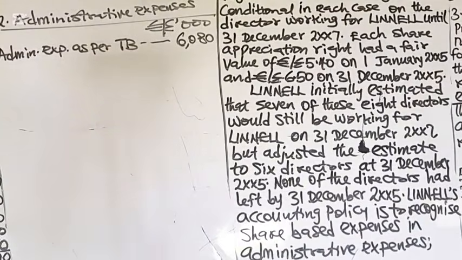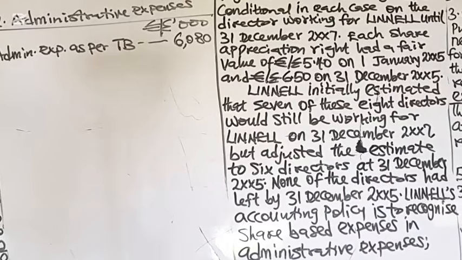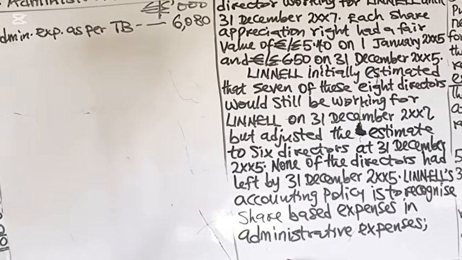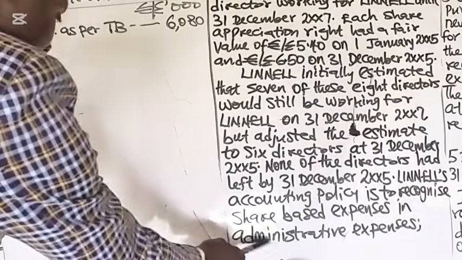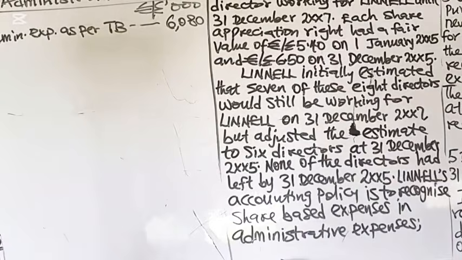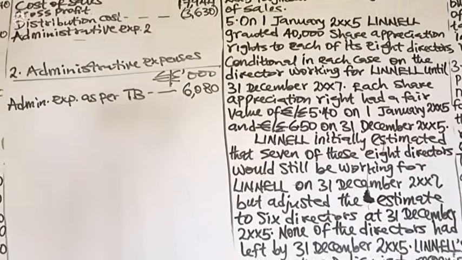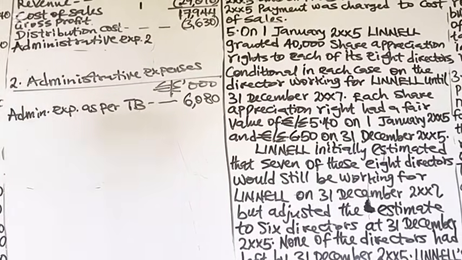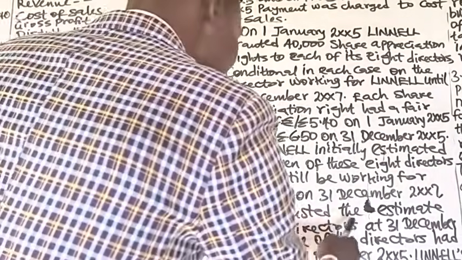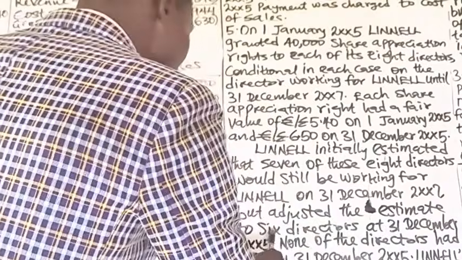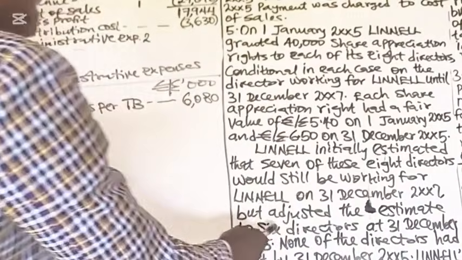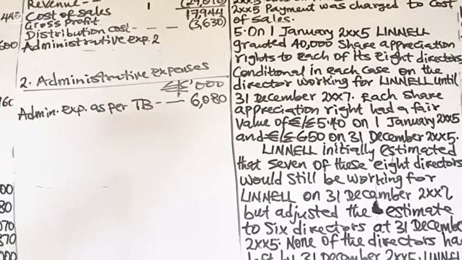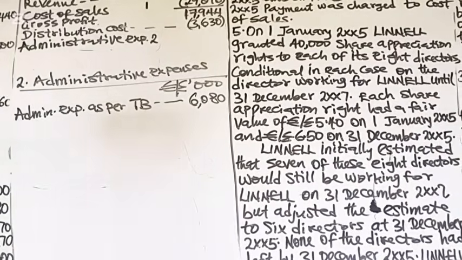Leland's accounting policy is to recognize share-based expenses in administrative expenses. That is why we are going to adjust for that in administrative expenses. Remember, you were told that 6 directors will be used. So now let's have the adjustment for share-based payments in 20X5.